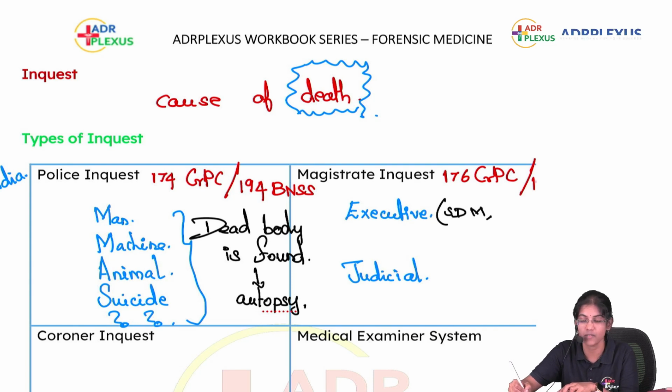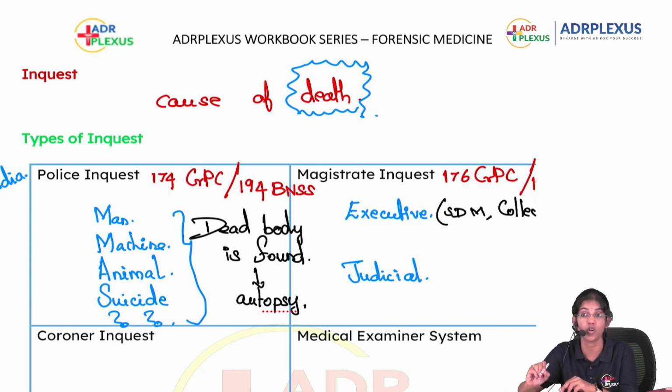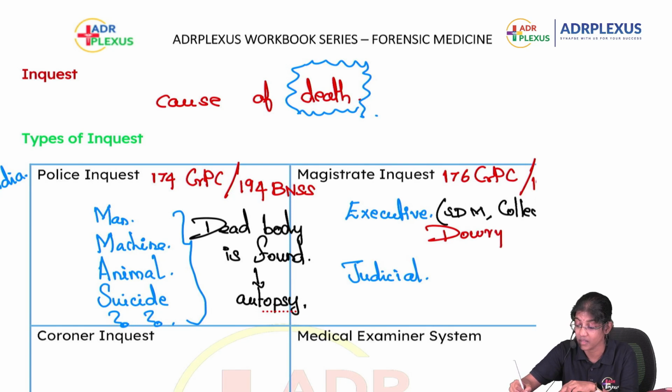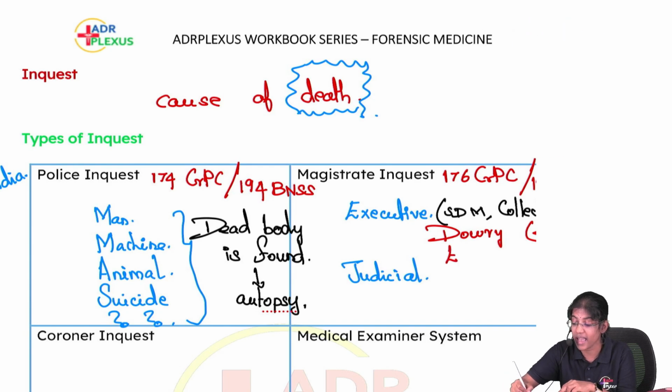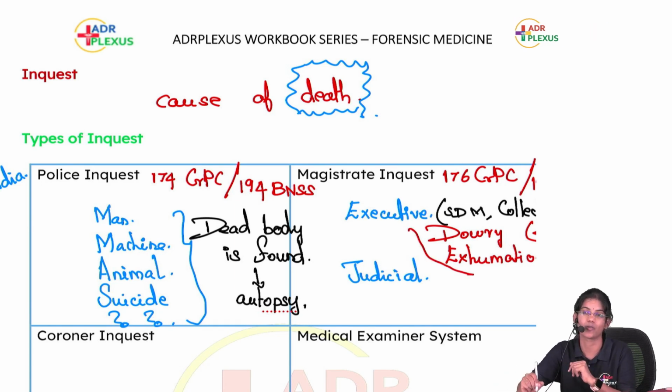So you have SDMs, you have collectors, some states appoint Tahsildar. All of these people will form as executive. The state has the rights to appoint the executive magistrate. Now, executive magistrate will do the inquest in cases of death due to dowry, that is suspicion under 7 years of marriage, and exhumation. All these cases will be done by the executive magistrate.